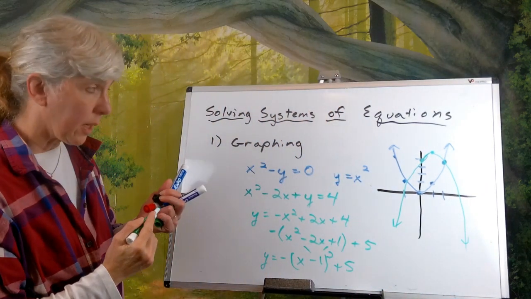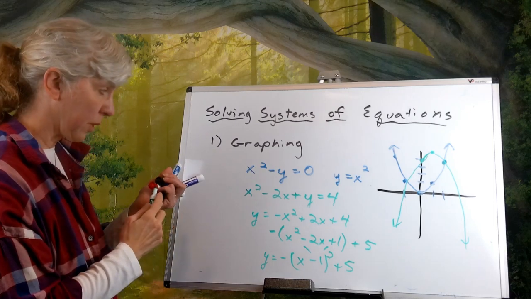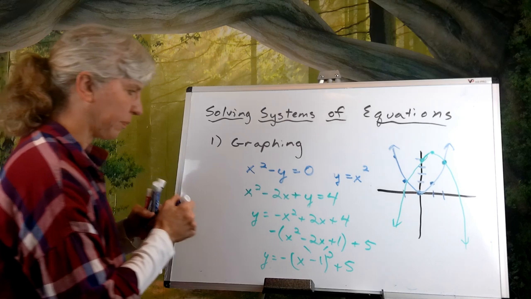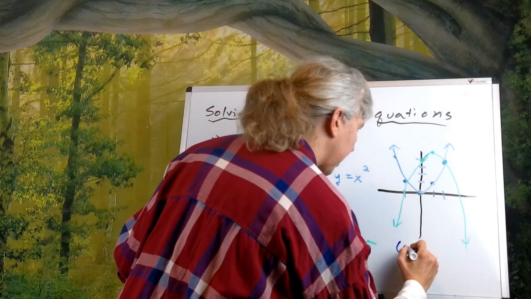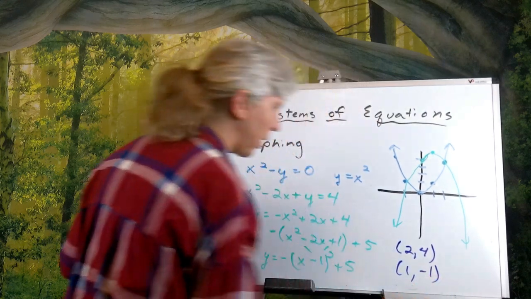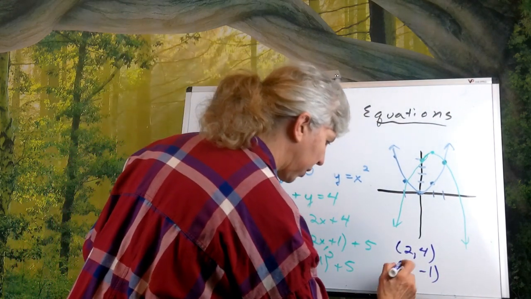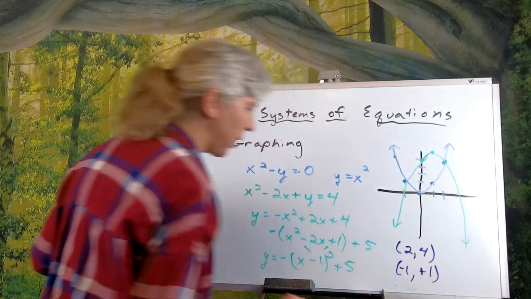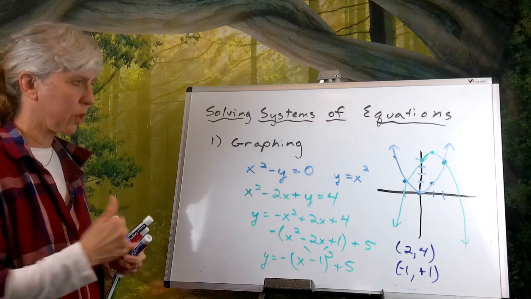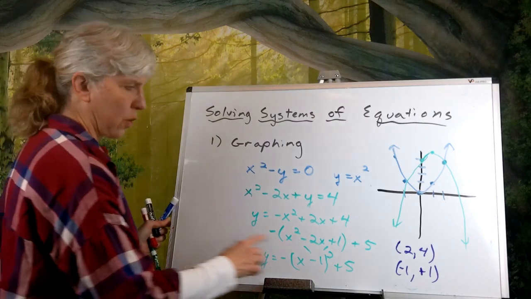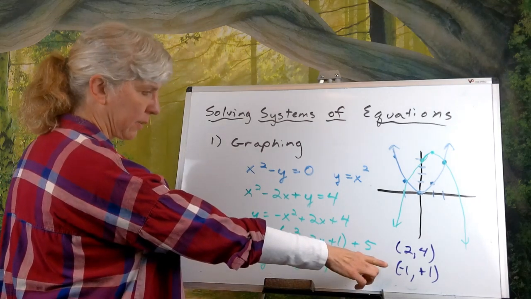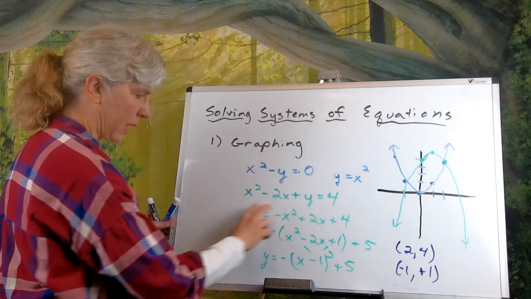so it looks like it goes through 2, 4, and maybe through 1, negative 1. So I'm going to write down my answers. Sorry, negative 1, positive 1. There we go. All right. So, and as before, I can check to make sure that those answers work. So obviously the 2, 4 works. That one's pretty obvious. And then if I plug in the negative 1, 1, it certainly works with this guy.